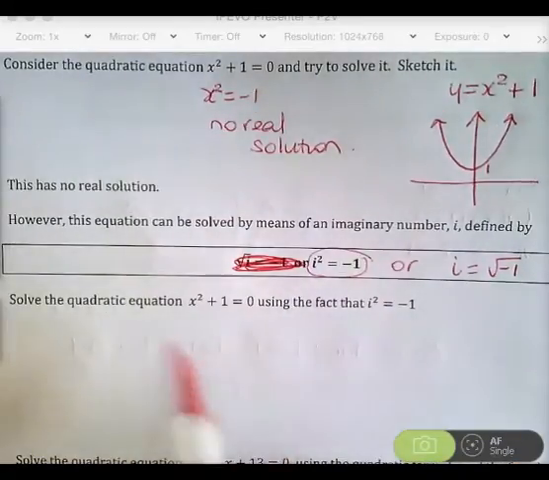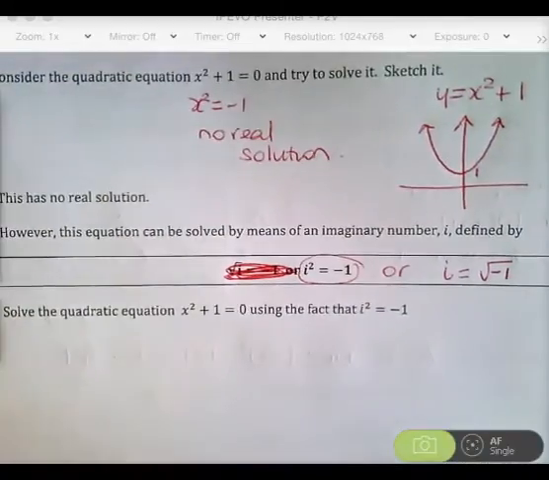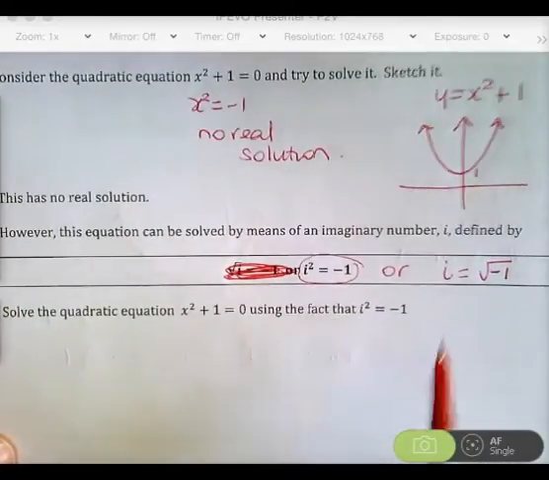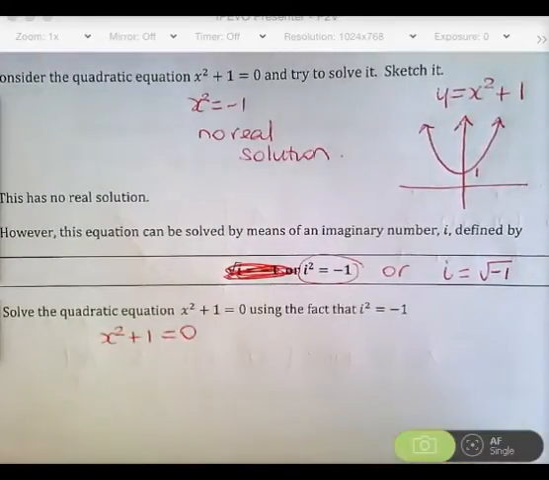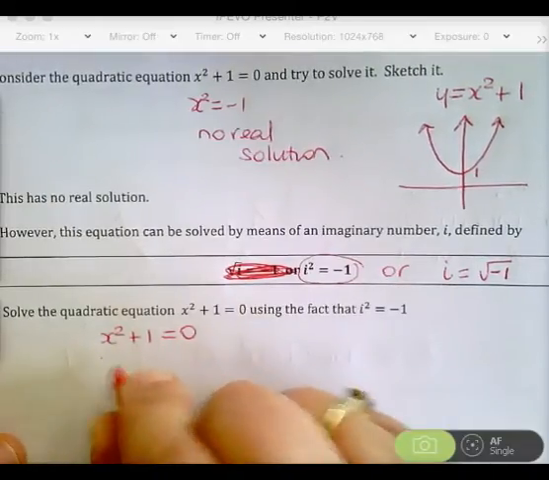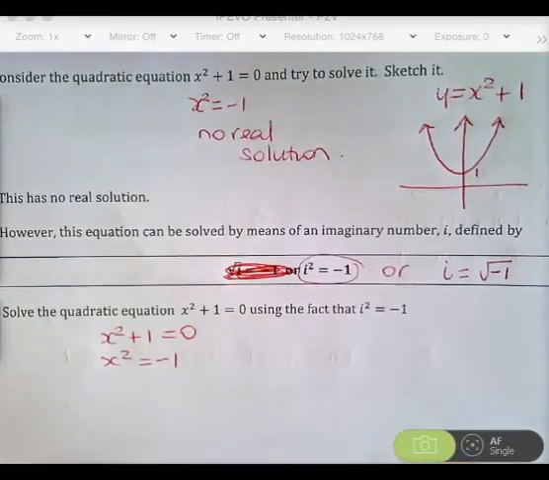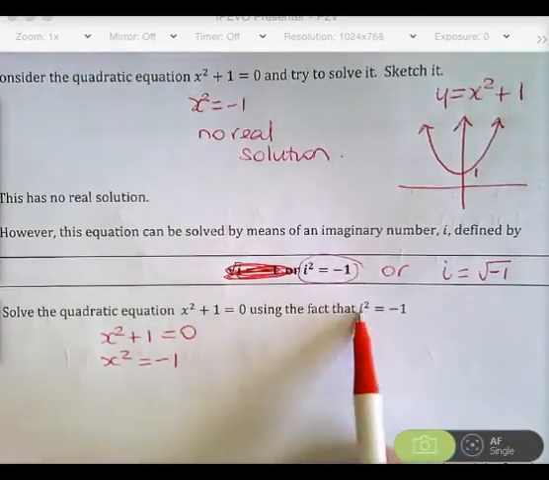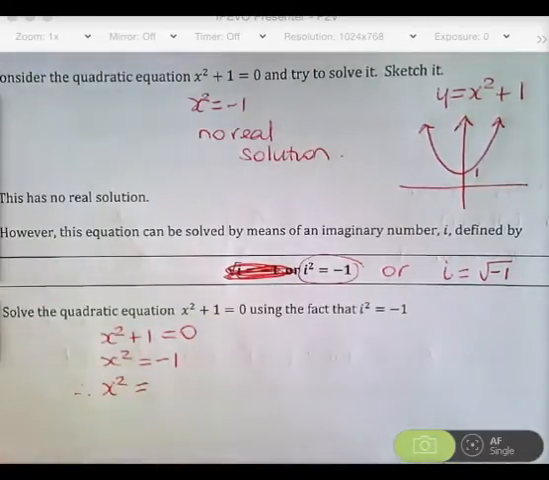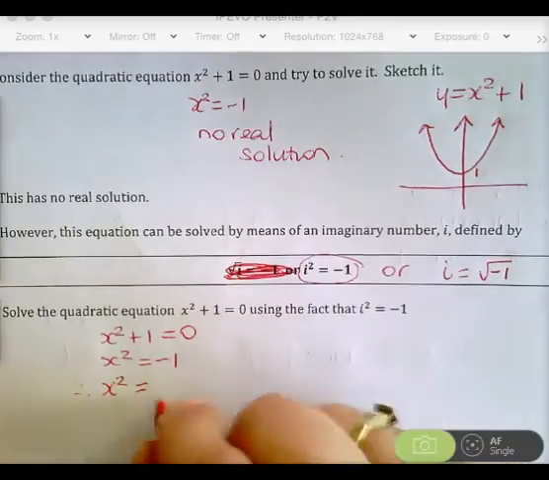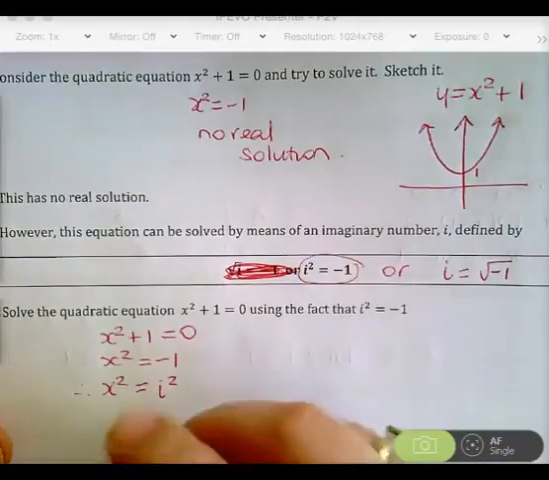And then highlight. So what we're now going to do is solve this same quadratic equation that we tried to solve before using the fact that i squared equals -1. So let's start again. We've got x squared plus 1 is 0. Now, I can do this a few ways. I can go, well, x squared is -1. But I know that i squared is -1. So therefore, x squared equals, what can I replace the -1 with? i squared. I'm going to do this two ways, okay? So therefore, x squared equals i squared.